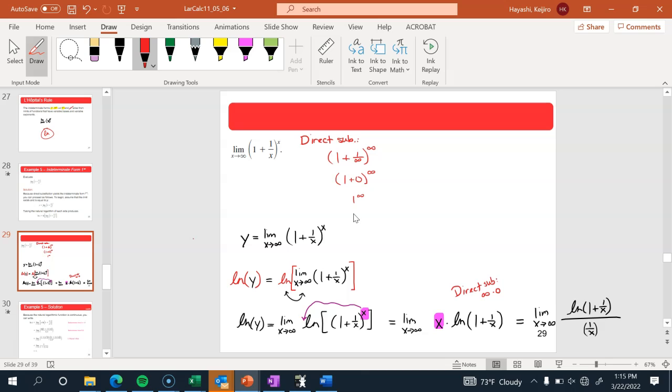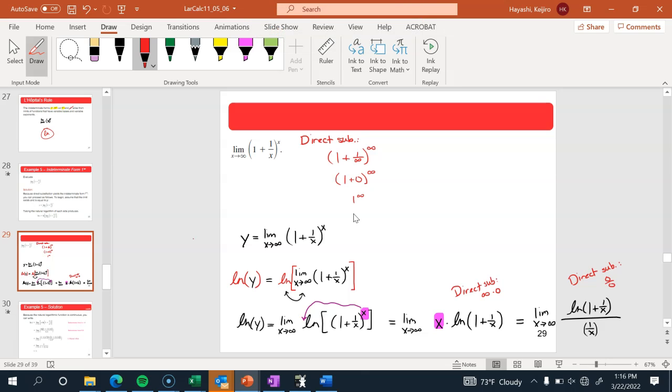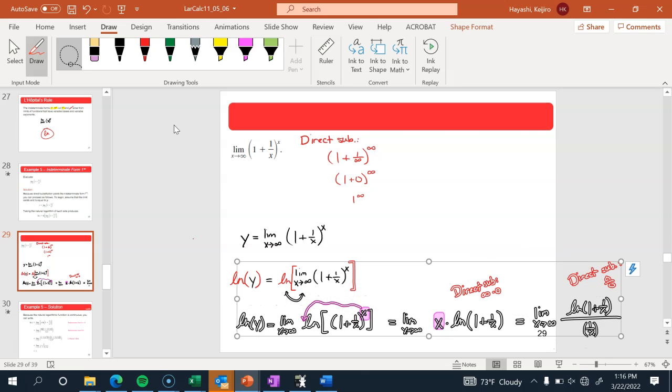But now that we've rewritten it in this way, if we directly substitute infinity into here, you've got the natural log of 1 on top, which is 0, and 1 over infinity on the bottom, which is 0. So 0 over 0, which means that it's all ready for L'Hopital's rule. Okay, so I'm going to steal this last line here, and that's where we'll continue.